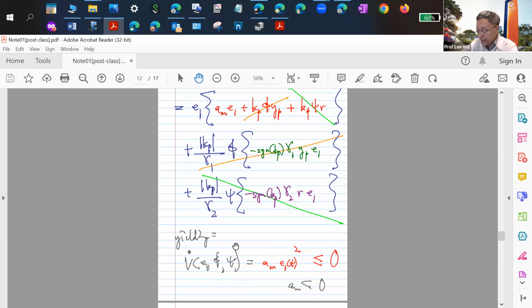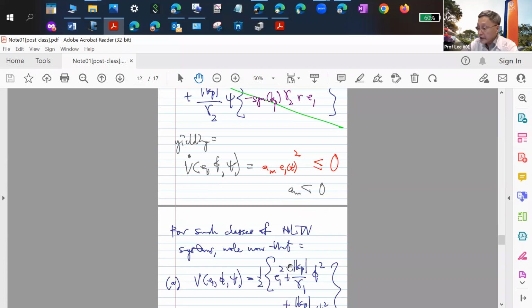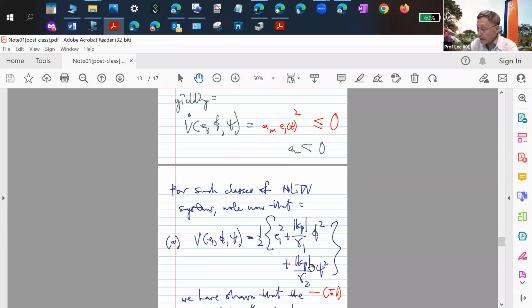So you already have the ellipsoid in tree space, which is V. You found its time derivative and it is guaranteed to be non-positive. The time derivative is guaranteed to be non-positive. So what that means is, if you now have this ellipsoid and you've guaranteed that its time derivative is always less than or equal to 0.